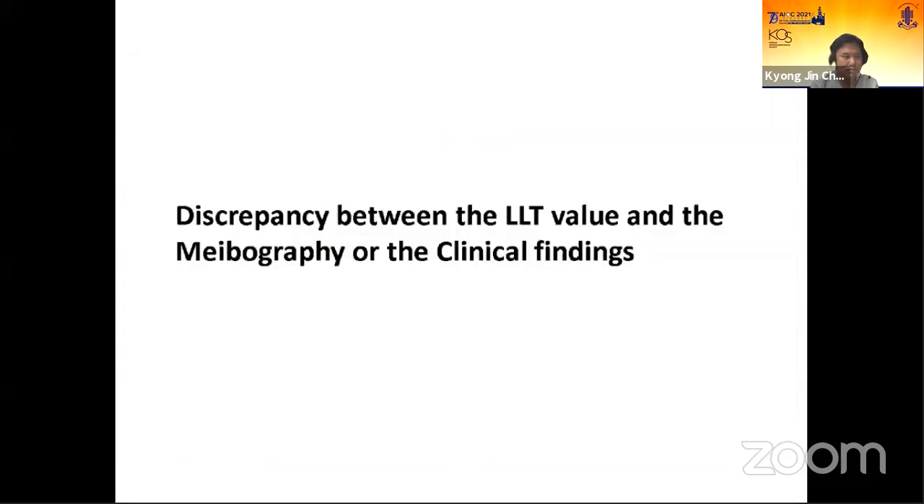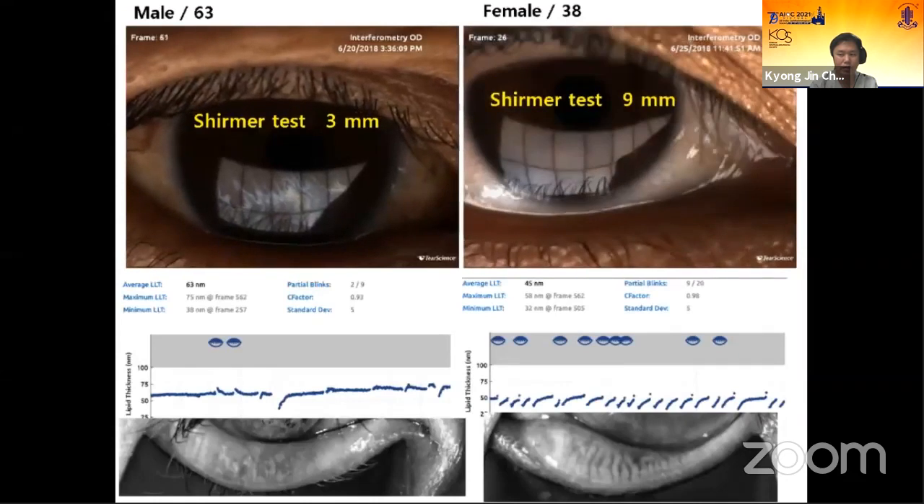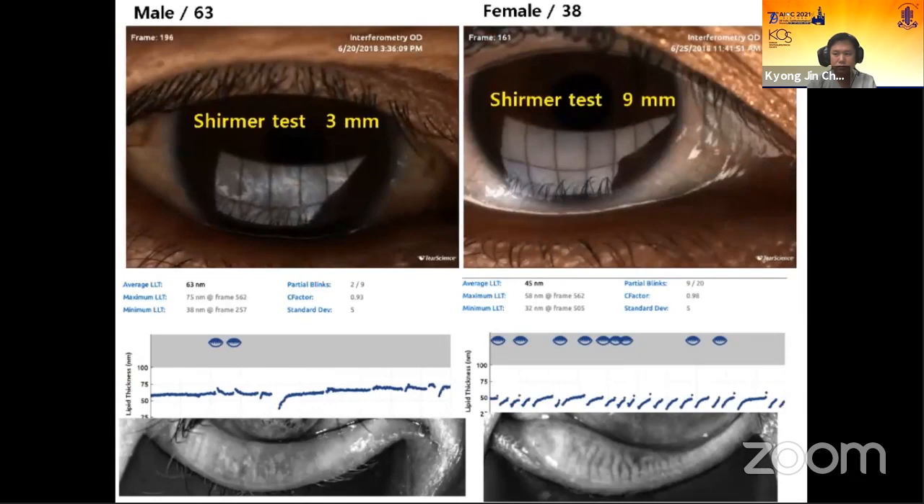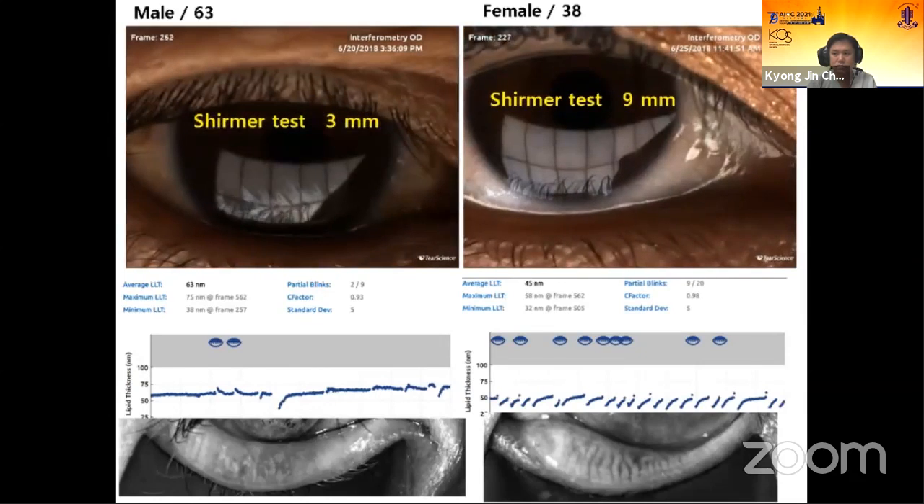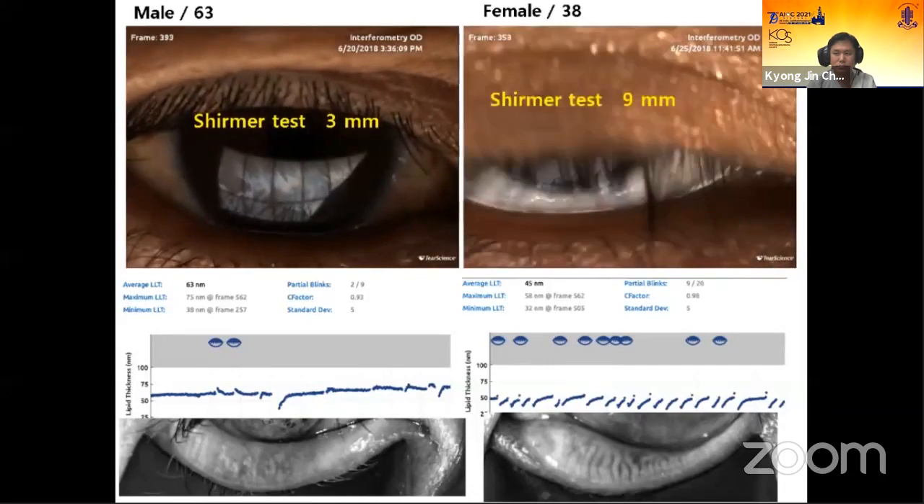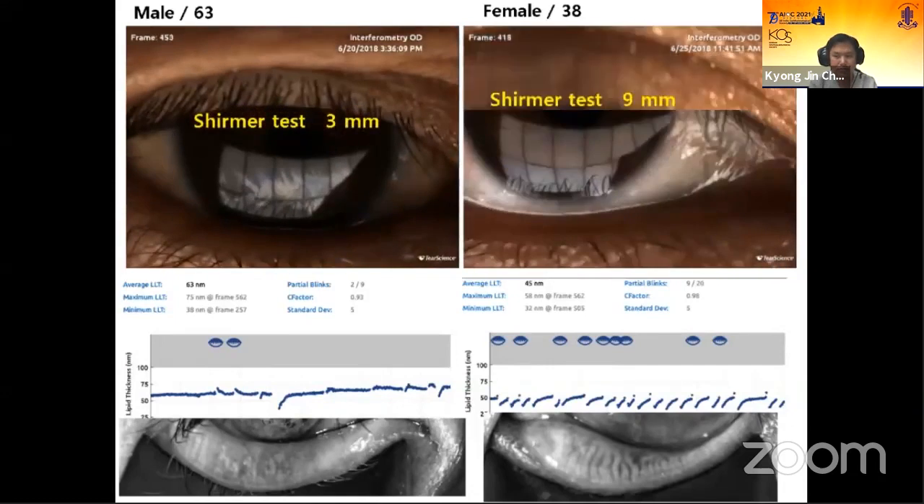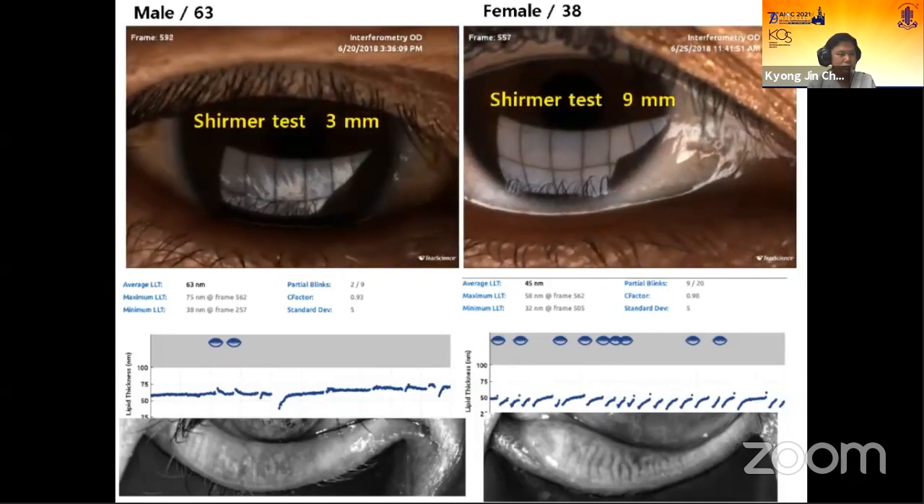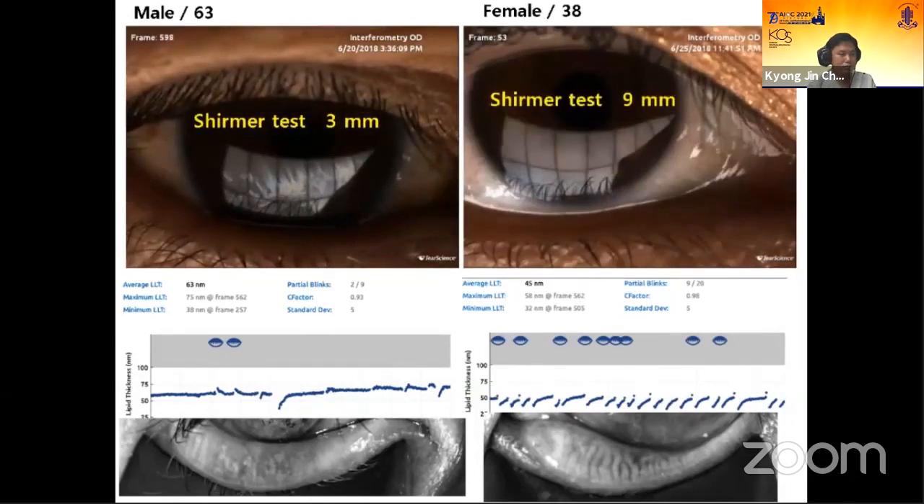The following is the discrepancy between the lipid layer thickness value and the meibography or the clinical findings. In patients with MGD, if tear secretion is small as shown on the left, the lipid layer thickness may be measured relatively thick because the lipid does not spread well. As shown on the right, if there is a lot of tear secretion and the lipid spreads well, the lipid layer thickness can be measured thinly.